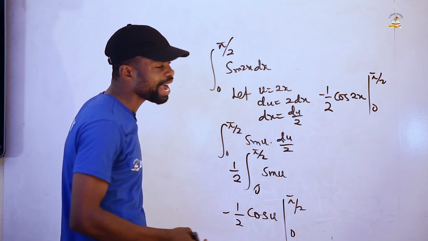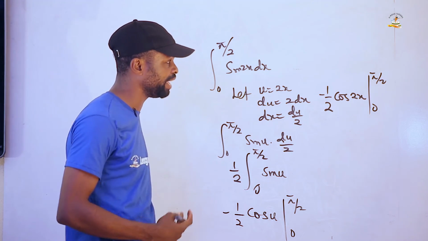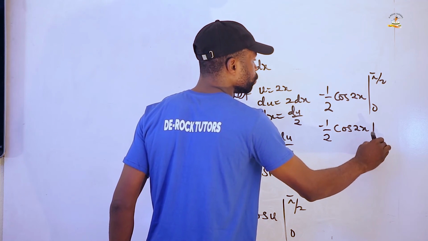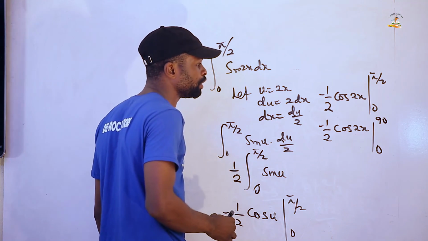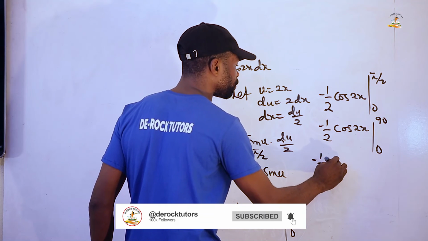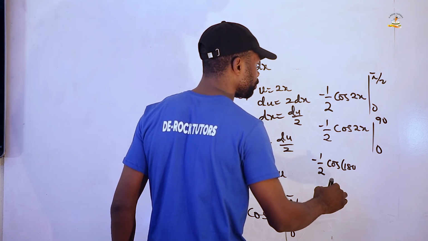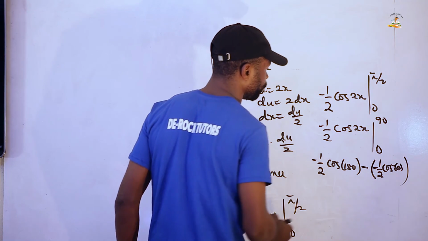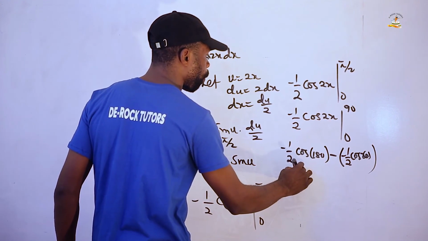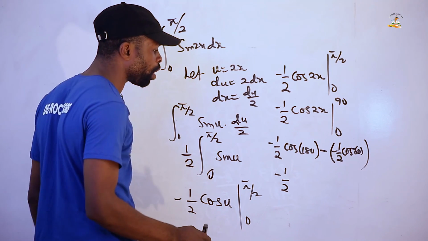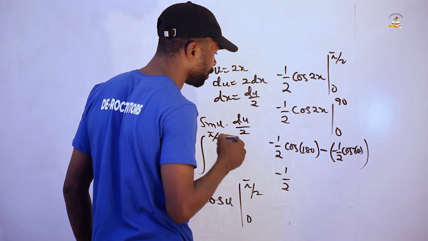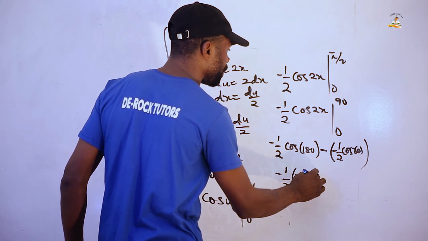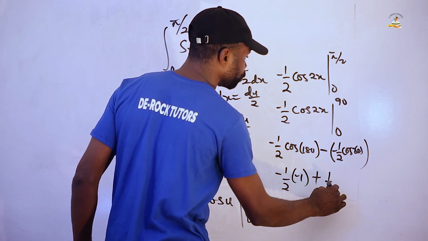Like I said earlier, our pi is not the usual 3.142 or 22 over 7. Pi here is 180. Therefore, substituting this 2x into 0 and pi over 2, which is 90, because 180 over 2 is 90. You now have minus 1 over 2 cos of 2 times 90, which is cos 180, minus, minus 1 over 2 cos of 2 times 0. From here, I'm going to have minus 1 over 2 times cos 180, which is minus 1, whereas cos 0 is 1. We have plus 1 over 2 times 1.